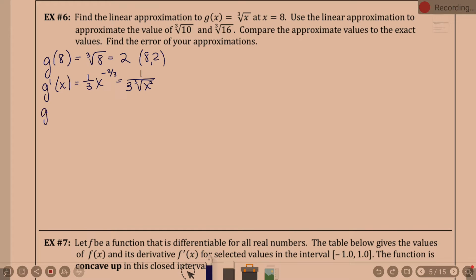Okay. G prime of 8. So I'm going to do 1 over 3 times the cube root of 8 squared. Just a little friendly basic math reminder: you can do the cube root or the square first, right? My brain's going to do the cube root of 8 first, which takes me down to 2. And then 2 squared is 4. And then 3 times 4 is going to be 1/12.